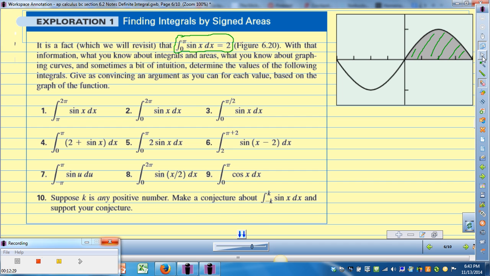Now they want us to use what we know about the sine function and what we know about signed areas using definite integrals to calculate the values of the definite integrals on 1 through 10. So number 1 is the definite integral from pi to 2 pi of sine x dx. Well, the integral from pi to 2 pi.